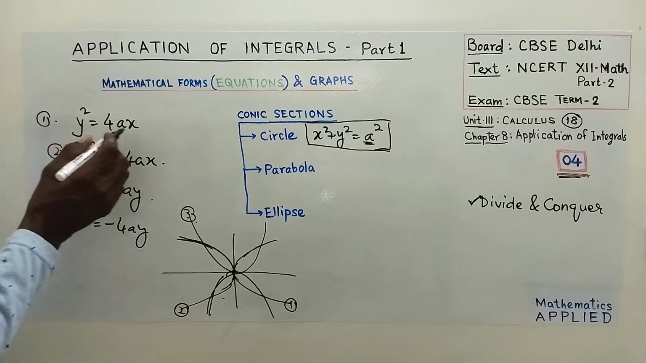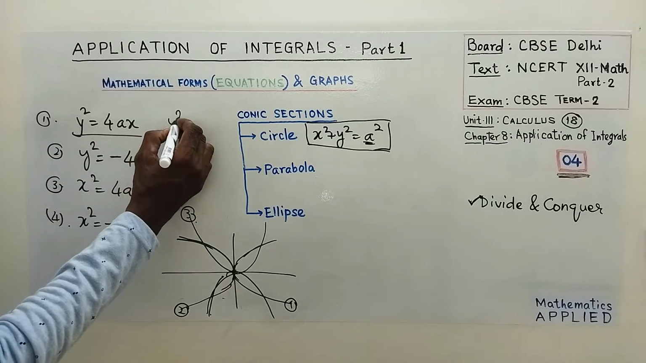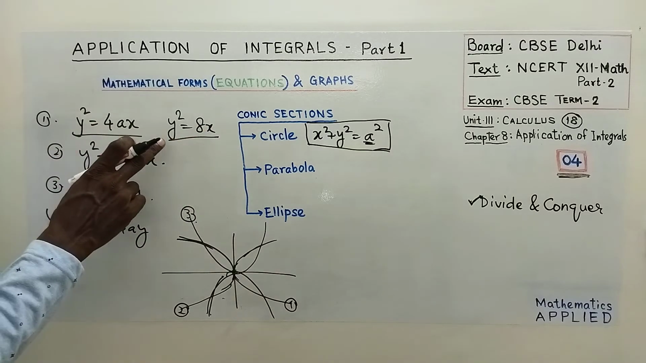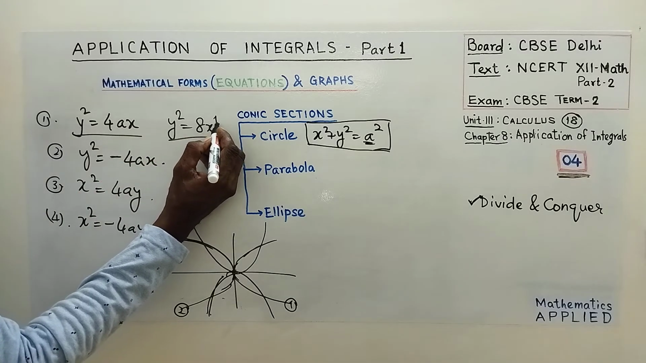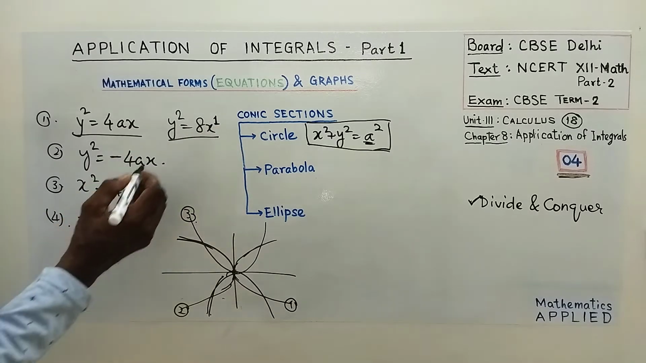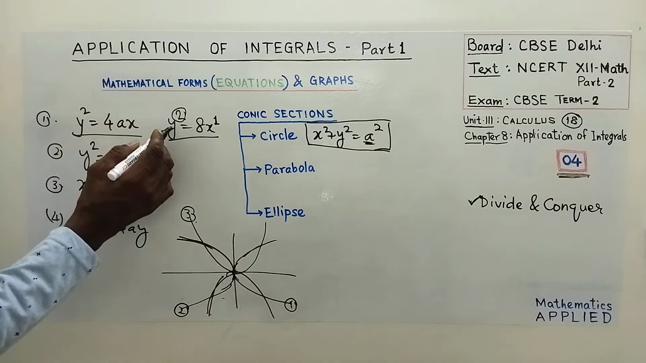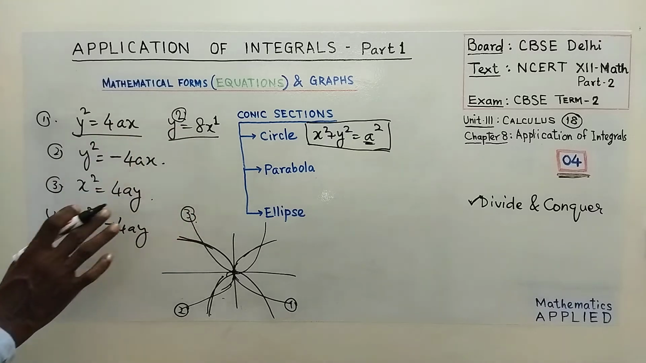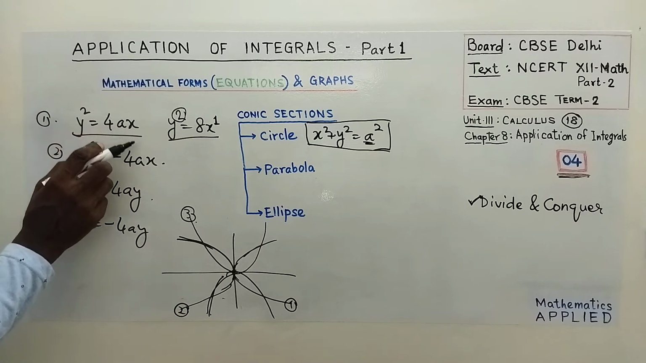How would you recognize them? You will be given, for example, y square equals 8x. How would you recognize that this represents a parabola? You will see that the power of x is 1 and the power of y is 2. One is 2, the other one is 1. If that is so, then you recognize that in every case it is like that: the degree of y is 2, the degree of x is 1.